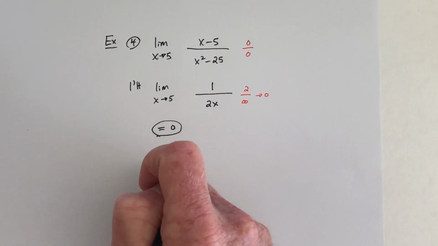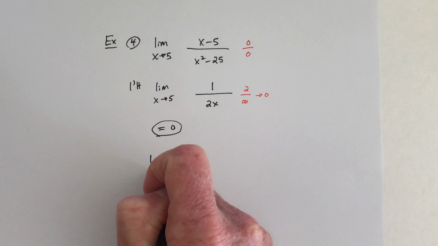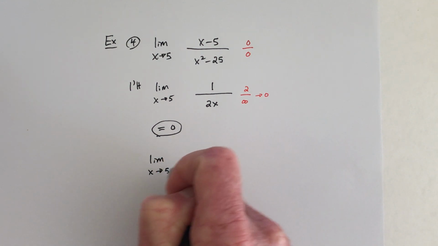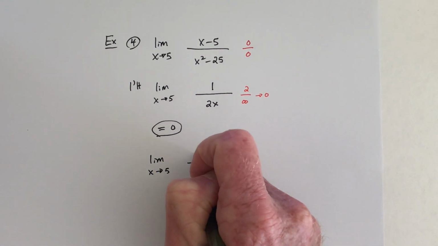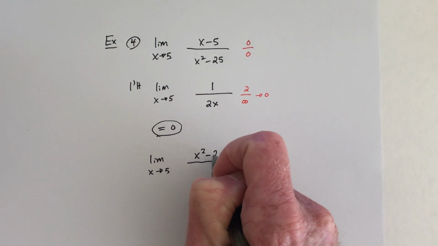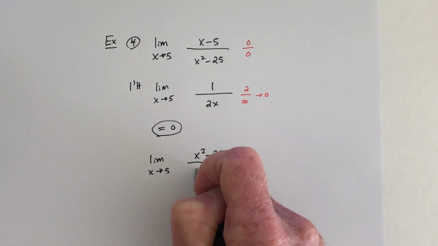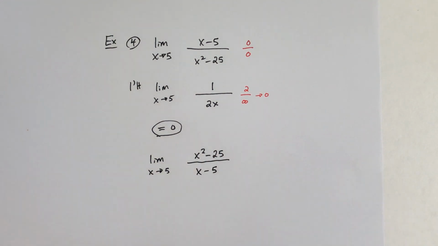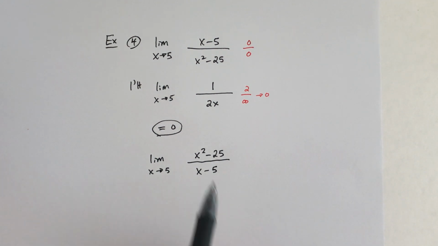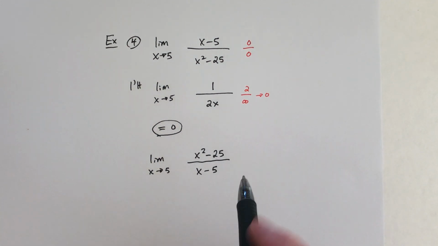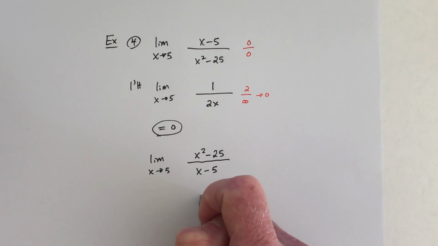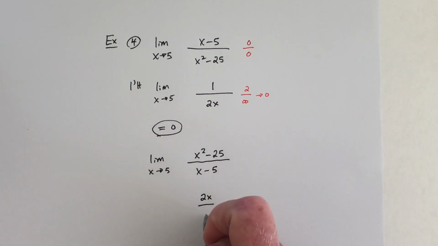Now take the same problem, except reverse the roles. Put the x squared minus 25 on the top and put the x minus 5 on the bottom. So basically it's going to give us the same thing as this, except it's going to be a 2x on the top and a 1 on the bottom.